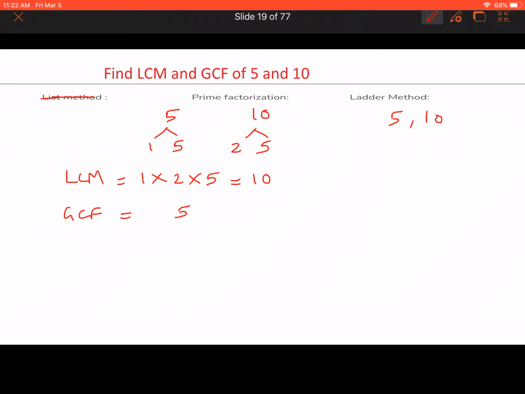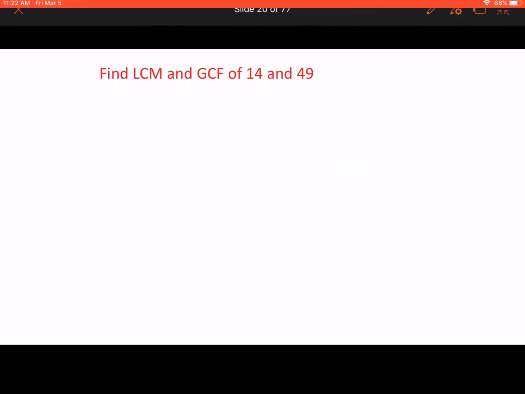Let's see, use the ladder method. Here we have to write both the numbers and we have to divide them by a common number. Okay, so it's 5. So 1 times and 2 times 5, right? And 1 and 2 cannot be further divided by a common number. So it is going to be the simplest form, so we're just going to keep it like that. To find the LCM, we have to write all the factors that are there. And for GCF, we have to write the factor only that is commonly dividing both the numbers, that is 5. So you can use both these methods to find the LCM and GCF of any given numbers.